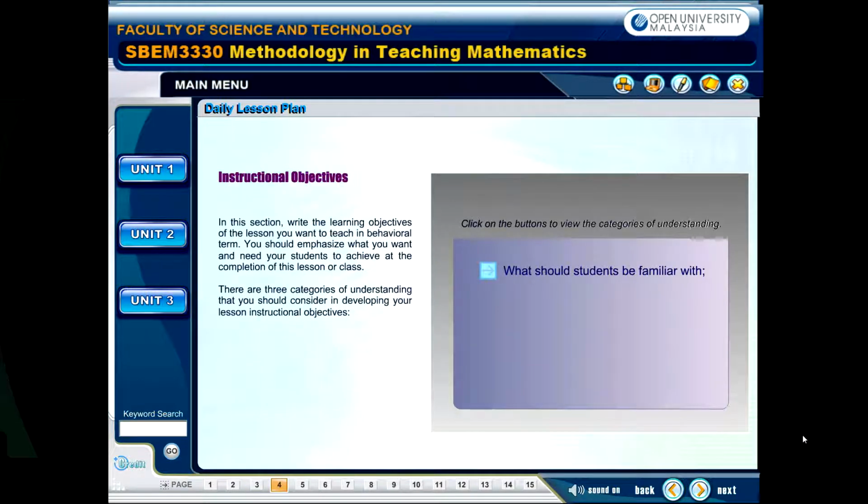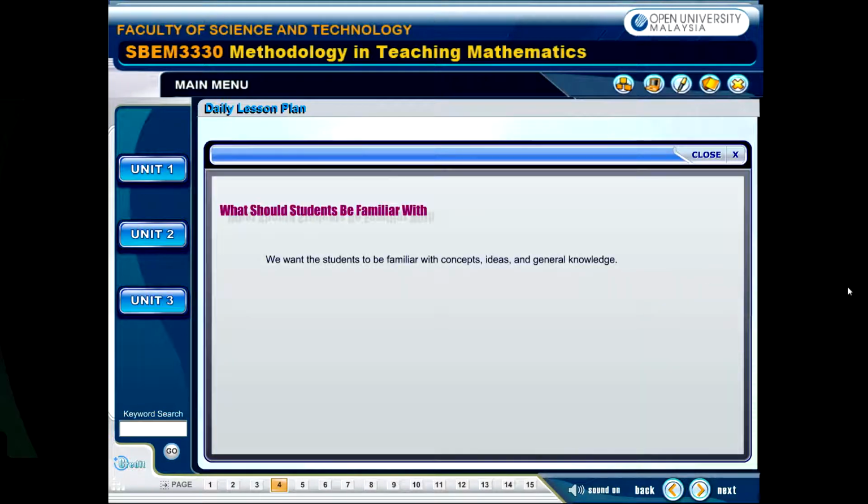In this section, write the learning objectives of the lesson you want to teach in behavioral terms. You should emphasize what you want and need your students to achieve at the completion of this lesson or class. There are 3 categories of understanding that you should consider in developing your lesson instructional objectives. What should students be familiar with, important to acquire, and achieve enduring understanding?